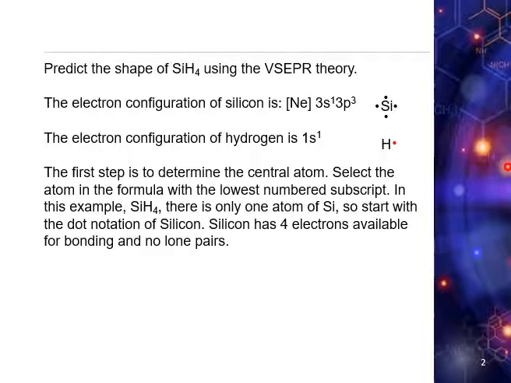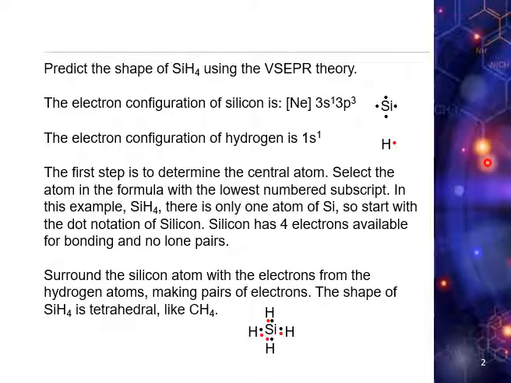The first step is to determine the central atom. Select the atom in the formula with the lowest numbered subscript. In this example, SiH4, silicon hydride, there is only 1 atom of silicon, so start with the dot notation of silicon. Silicon has 4 electrons available for bonding and no lone pairs. 1, 2, 3, 4 available for bonding.